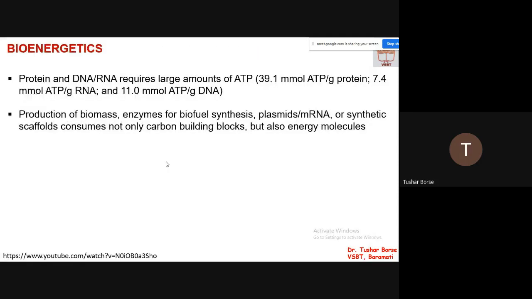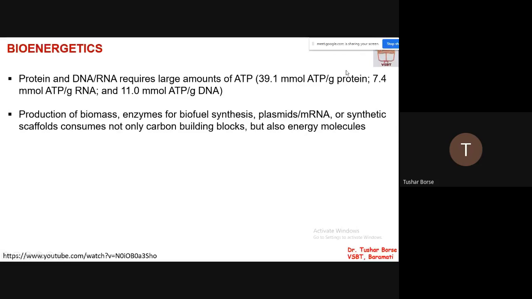Now if you have these precursors or metabolites being synthesized, obviously for their synthesis you require energy. So researchers have worked on it and tried to calculate how much energy is required for the building blocks or for the synthesis of the macromolecules or structures. For example, for the production of protein, DNA or RNA, we require a huge amount of ATP. For synthesis of protein, you require around 39.1 millimolar of ATP per gram of protein. If you want the entire protein to be synthesized in the cell, you require around 39.1 millimolar of ATP.